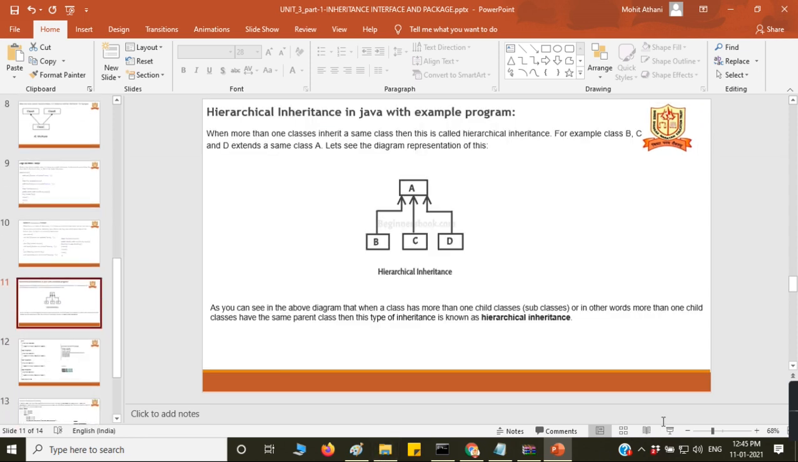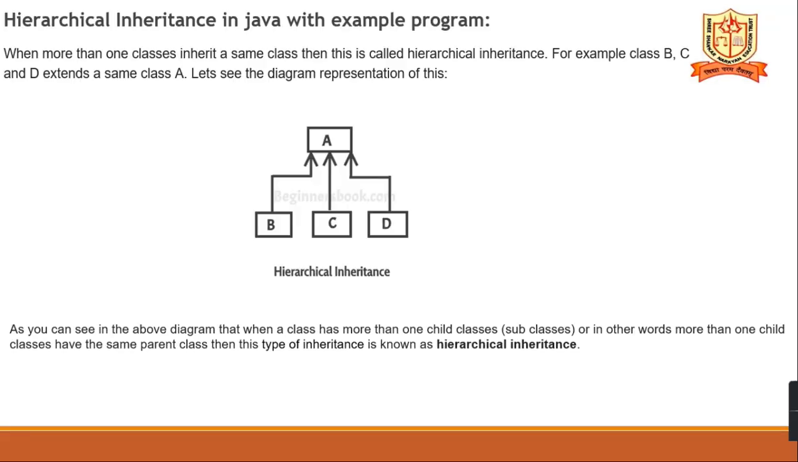Hierarchical inheritance. In Java, when more than one class inherits the same class, it is called hierarchical inheritance. For example, B, C and D extend the same class. See here, subclasses B, C, D have only one superclass, that is A. So this is called hierarchical inheritance. As in the above example, when a class has more than one child class, or in other words, more than one child class has the same parent class, it is called hierarchical inheritance.